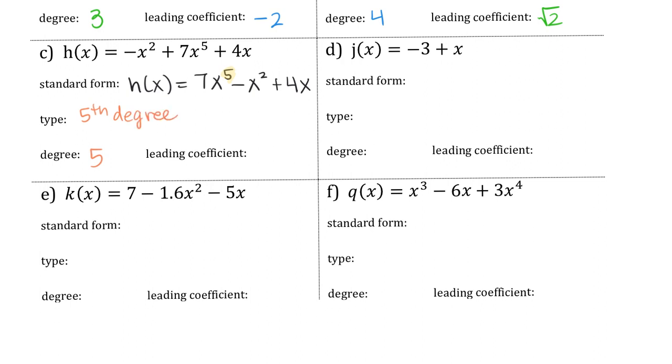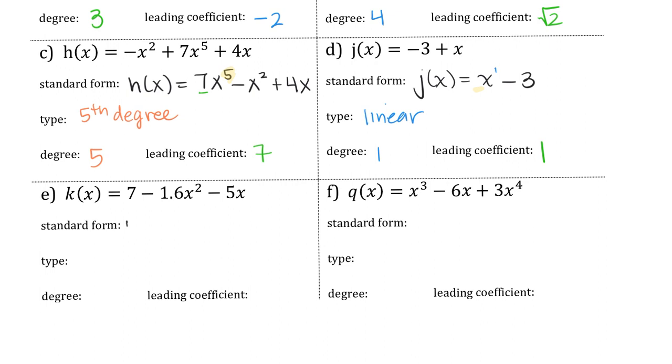The leading coefficient is the number in front of the x to the fifth, which is a 7. Let's try this one. j of x equals x minus 3. The degree is the x to the 1, linear. Oops, degree 1, type is linear. Okay, leading coefficient. What number's in front of here if there's no number? That's technically considered a 1. So 1x to the 1.